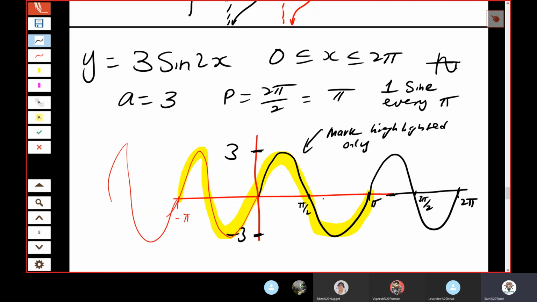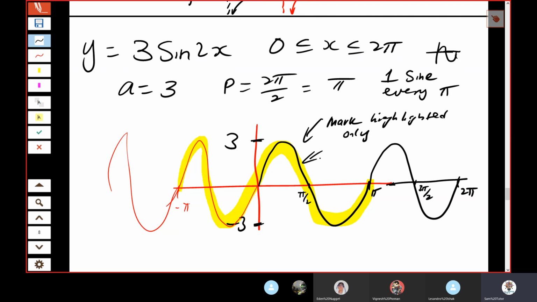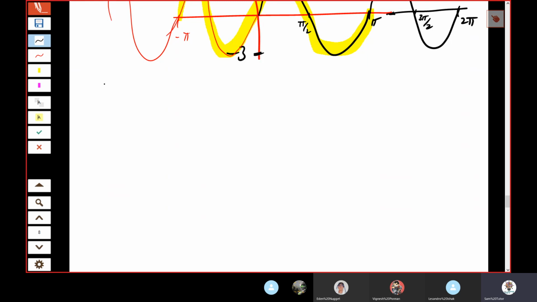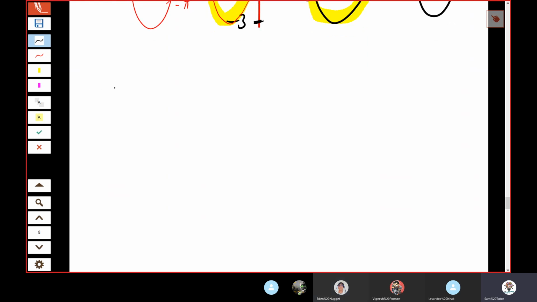Highlighted only. Done. Or you can write answer only. I don't know, whatever you want, as long as you don't just leave it and then highlight it and expect your teacher to know what you meant. So we don't know that. Okay, easy, 3 sine 2x. Do you want to give me one, Eden, that you've done in class or that you've been doing in class, or something to show it the way we've been doing it and see if you're comfortable with that as well?